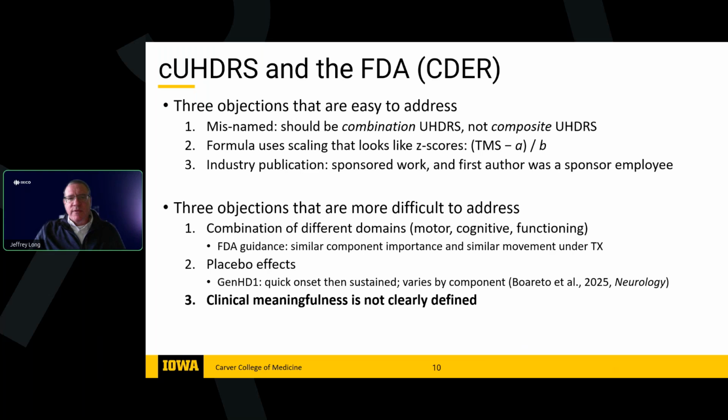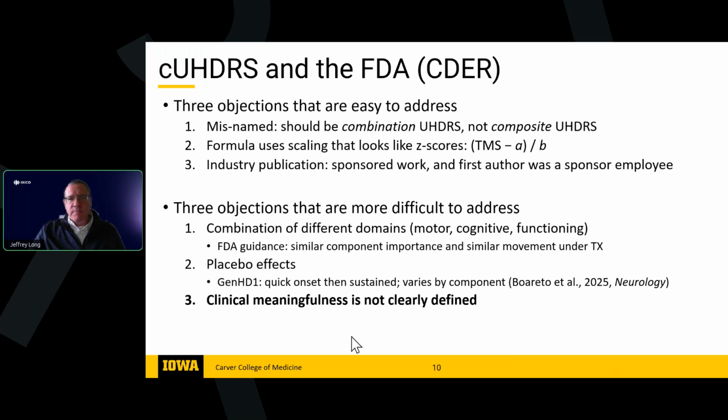So the 3 more challenging points here are the following. The cUHDRS is a combination of different domains, motor, cognitive, and functioning. And if you look at the FDA guidance, it would be preferable for each of the components to be similar in importance, which may not be the case. For example, regulators may favor functioning over motor and cognitive. And they have to have similar movement under treatment, and it remains to be seen if this criterion is met.